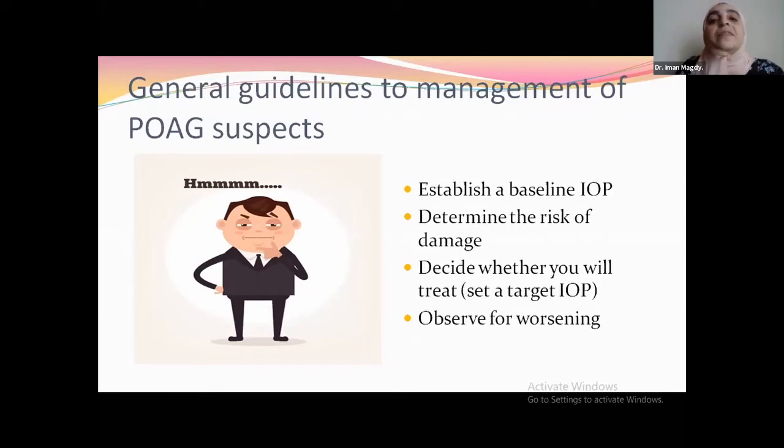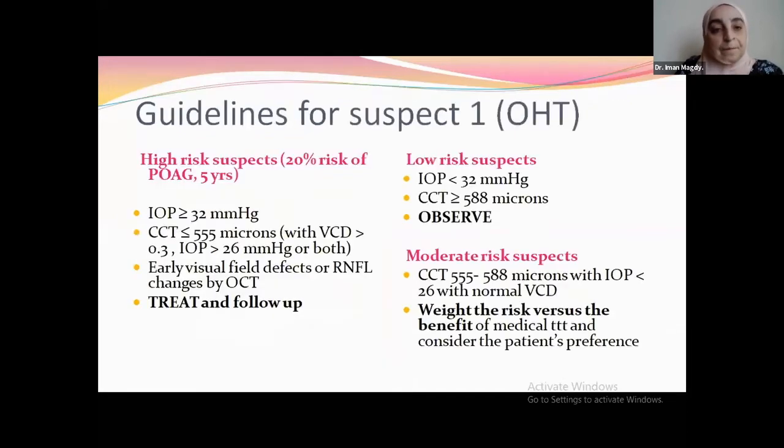And number 2, determine the risk of damage. Which patient is a high risk suspect and which patient is a low risk suspect? Number 3, decide whether or not you will treat this IOP, because it's the only treatable risk factor, the intraocular pressure. And whether you decide or not to treat, in all cases, observe this suspect for worsening. Because once you get evidence of worsening, you'll change from calling him a suspect to calling him an early glaucoma patient, and the management, of course, will differ.